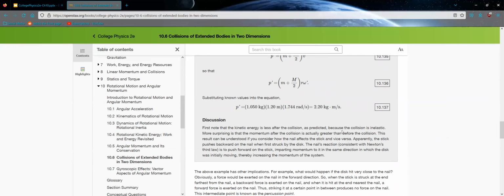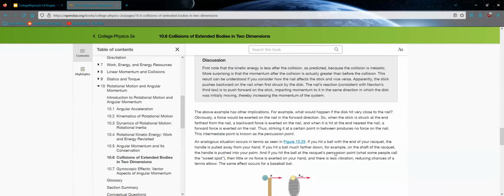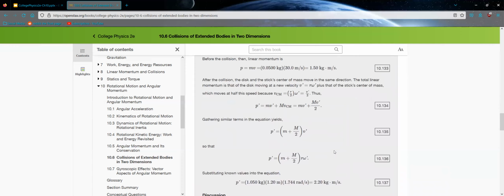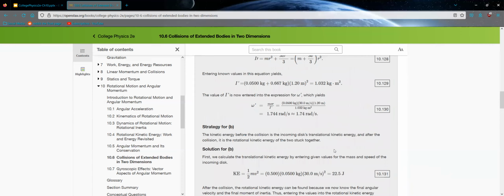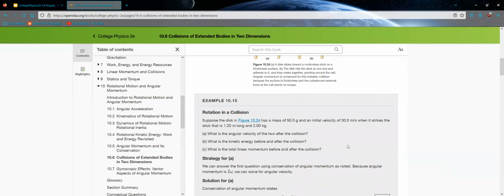Why do you have more momentum? Well, because you're dealing with the momentum and it's rotating around the sphere. So you got to take all those things into account. Yeah, there you go. That's collisions. Takeaway from this example, first of all, read better, realize it's inelastic. That'll help you out a bit.